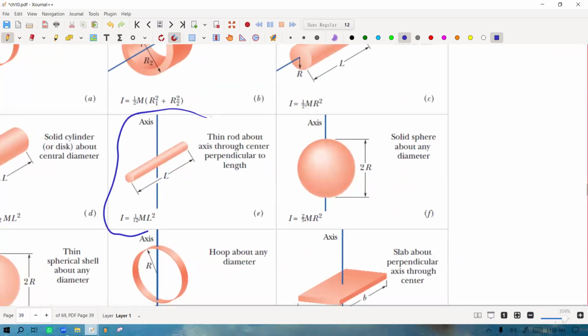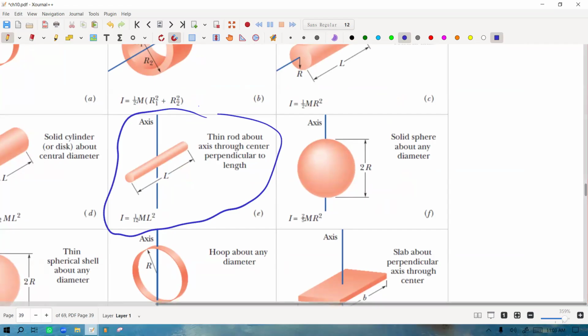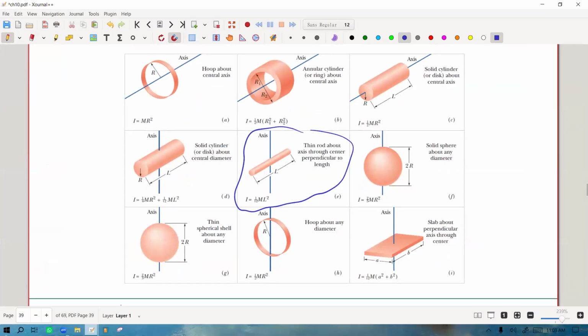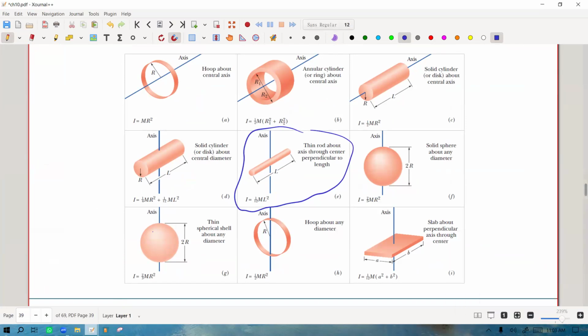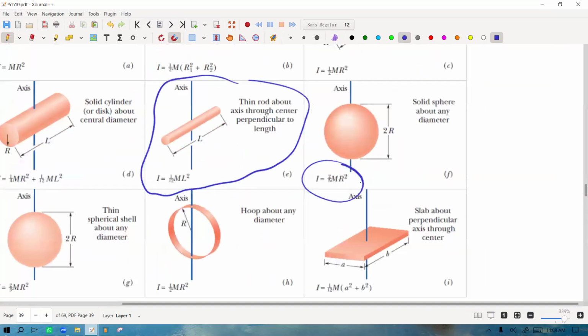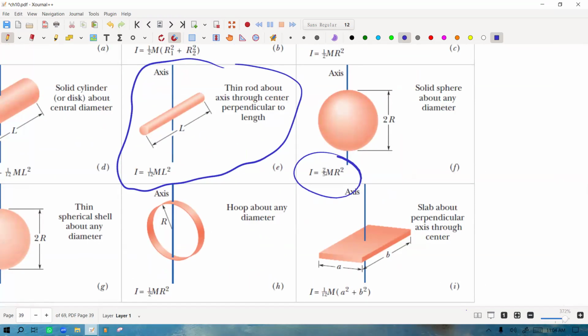So imagine that we have a thin rod about the center, perpendicular to its length. The inertia is equal to 1 over 12 mL squared. For many other objects, for example a cylinder, it is half mr squared, and a ball is 2 over 3 mr squared. This 2 over 3 mr squared is for a shell, I mean not a solid ball. For a solid ball it is 2 divided by 5 mr squared.